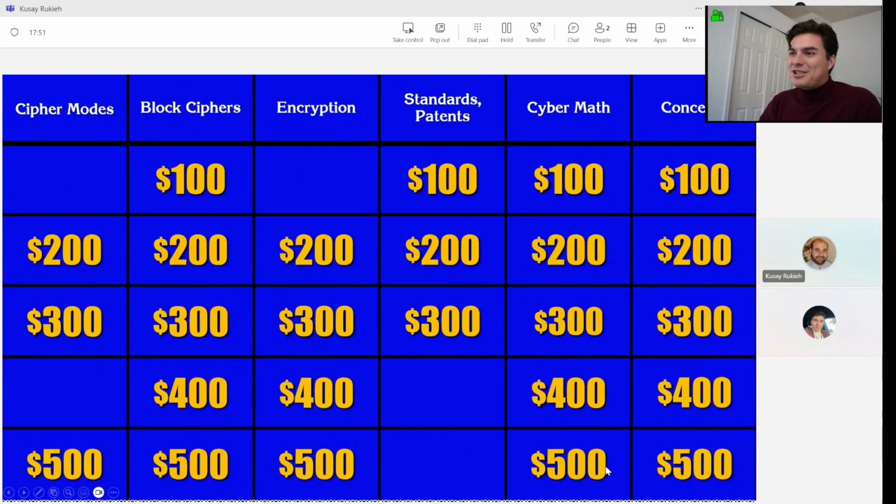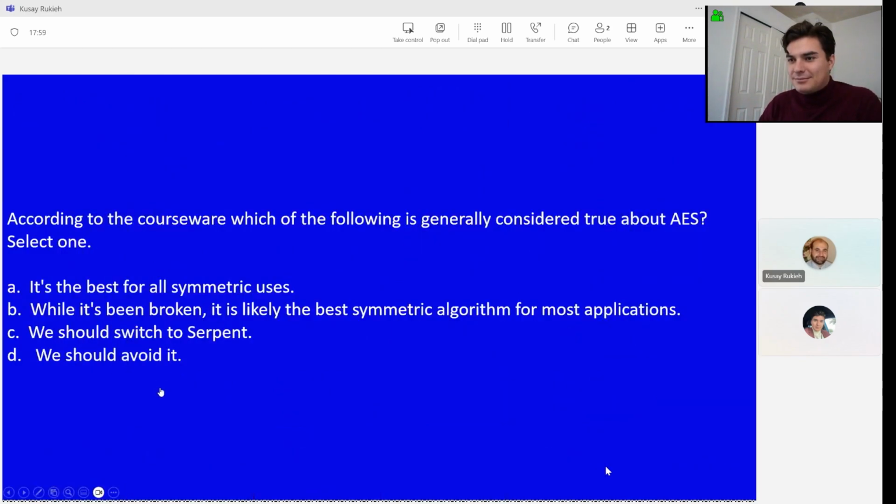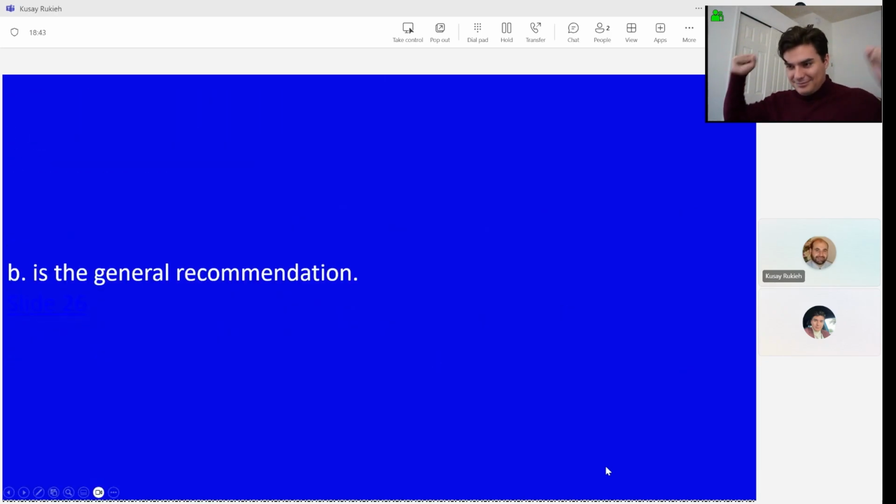Good job. All right, let's go with block ciphers for $400. Ready? Which of the following is generally considered true about AES? Advanced Encryption Standard, I can tell you that it's best used for all symmetric uses. Well, all is a very encompassing word, so let me take a look at the other options first. While it's been broken, it's likely the best symmetric algorithm for most applications. I think it depends on the variables you use for the AES encryption. In some cases maybe it has been broken, but it's probably still the best. So I want to say B. B and only B. That's correct. It's good use. I'm sure three-letter agencies have that capability.